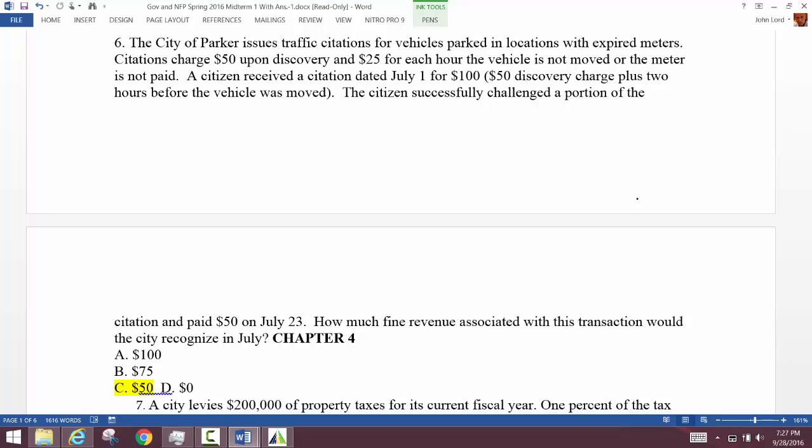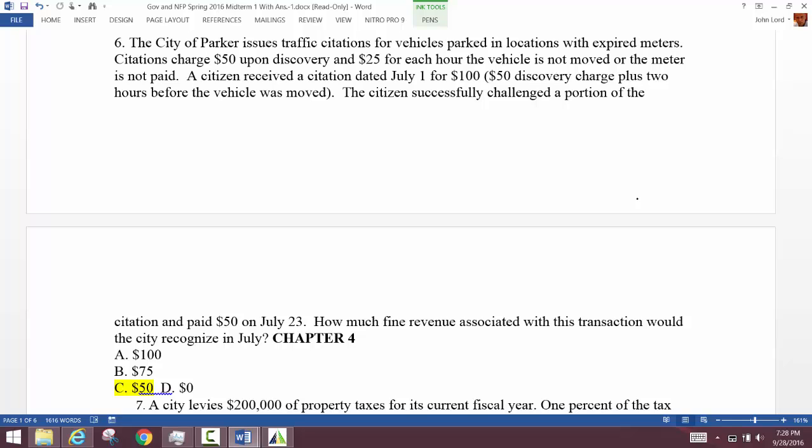And so how much fine revenue should we take? It's the $50. That's the part that they admitted to, right? And so we know we had a legally enforceable claim for that, and they paid us, right? So we took that $50.